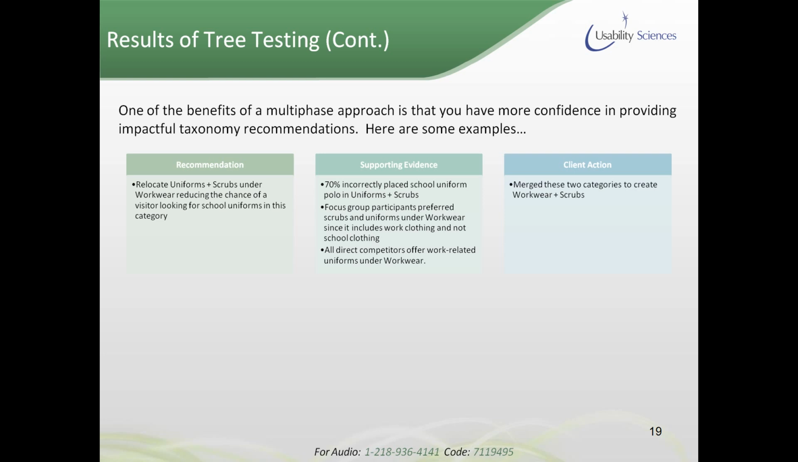I think about it like a good reporter who is going to have multiple sources, so that when you read an article, it gives itself more credibility, and you have more confidence that what's being said is truthful because you have multiple sources. And it's the same case here as well. And then finally, your client action. I think it was important to share what the client actually did based on our recommendation.